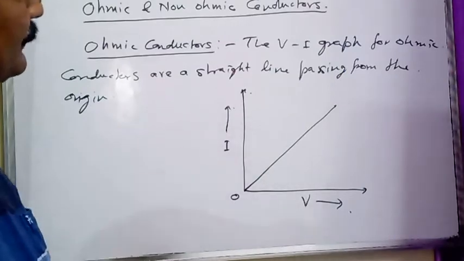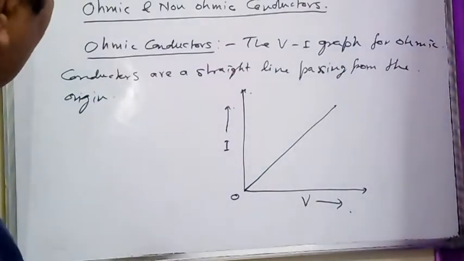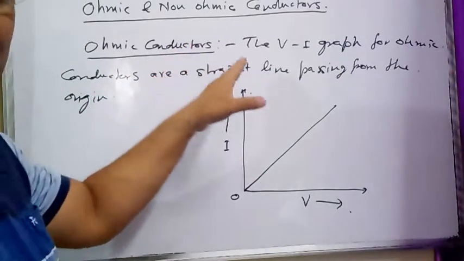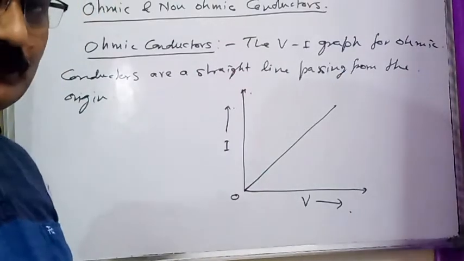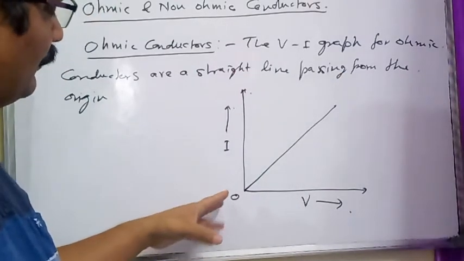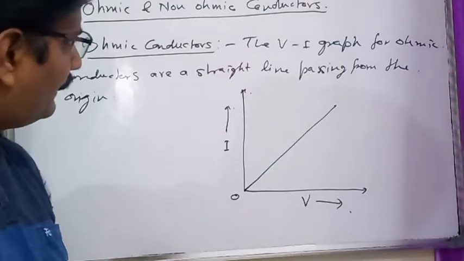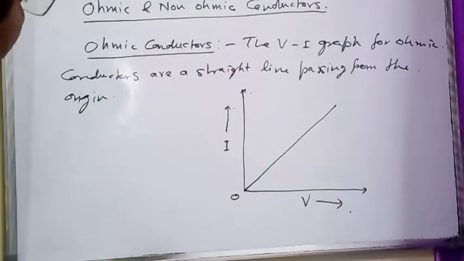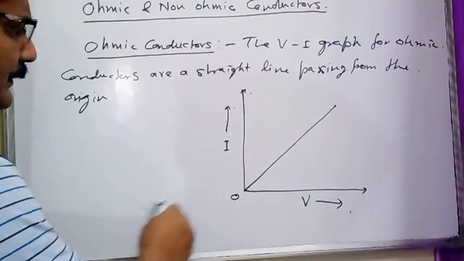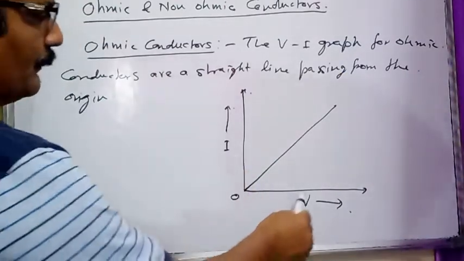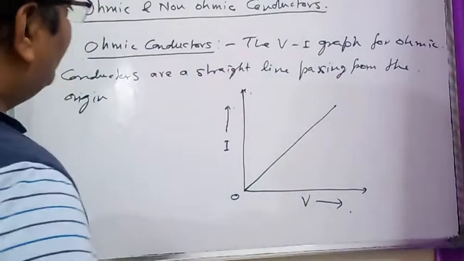In this video students, we are going to see what are ohmic and non-ohmic conductors. As I told you in the previous video, what is Ohm's law? According to this law, if physical conditions of a conductor remain unchanged, then current flowing through a conductor remains directly proportional to potential difference applied across the ends of the conductor.